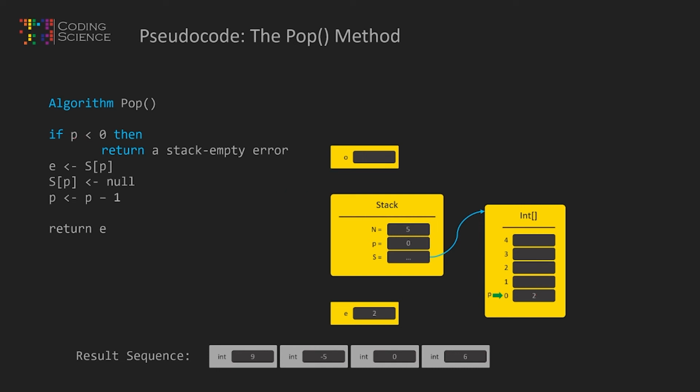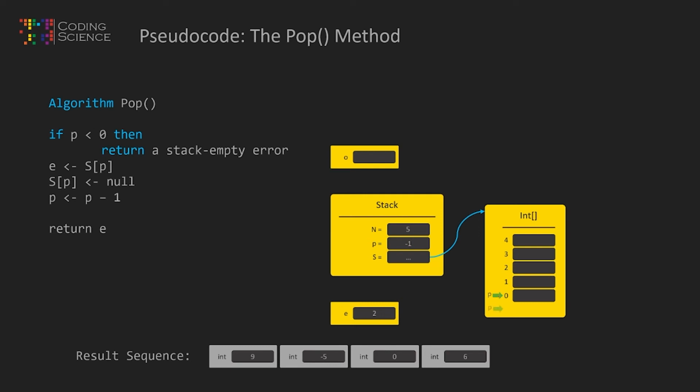We first check if P is inferior to 0. Well, it's not. It is equal to 0. So the error is not generated. The value S is put in E, as we see here. Then we will put a null in the position 0, because we're at 0 here. It will be cleared. And then the pointer that is pointing on 0, we will subtract 1 and put that value in P. So it will be -1.